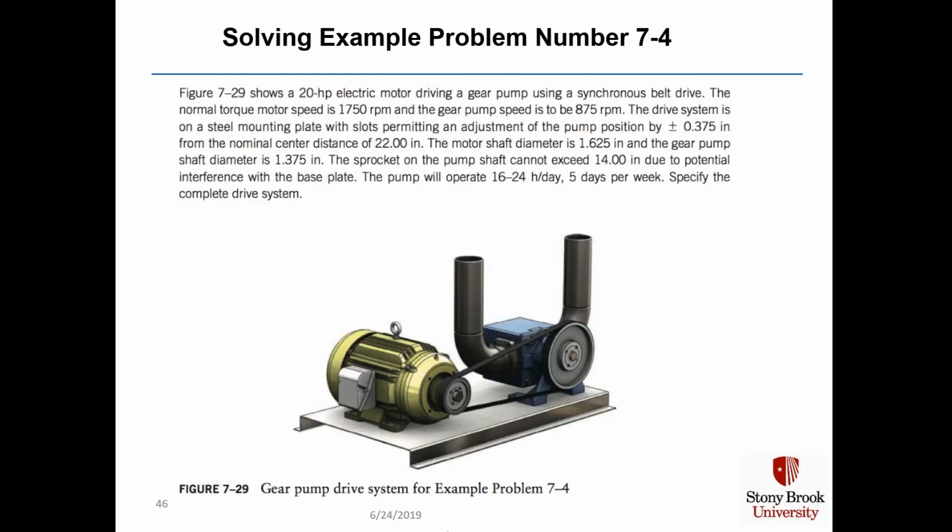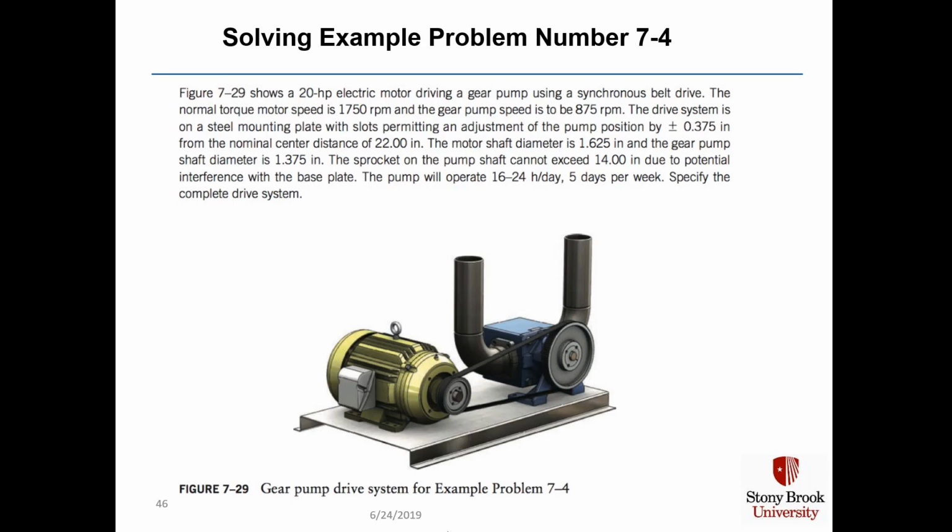Here's example problem number 7-4 in our book. Figure 7-29 shows a 20 horsepower electric motor driving a gear pump using a synchronous belt drive. The normal torque motor speed is 1750 RPM, and the gear pump speed is to be 875 RPM. The drive system is mounted on a steel mounting plate as shown in the figure, with slots permitting an adjustment of pump position by plus or minus 0.375 inches from its nominal center distance of 22 inches.